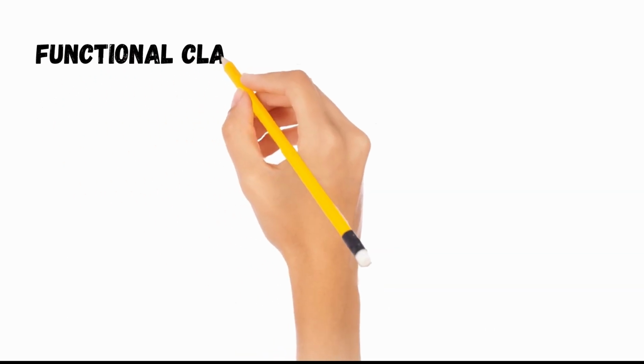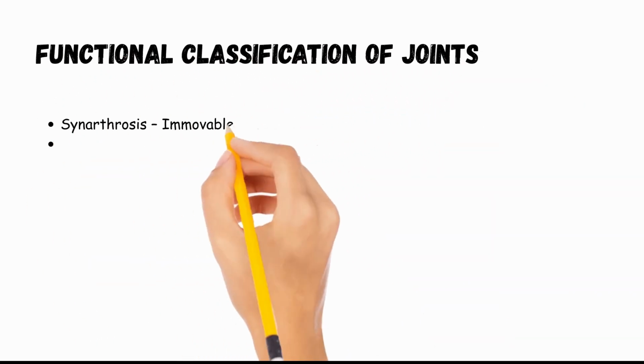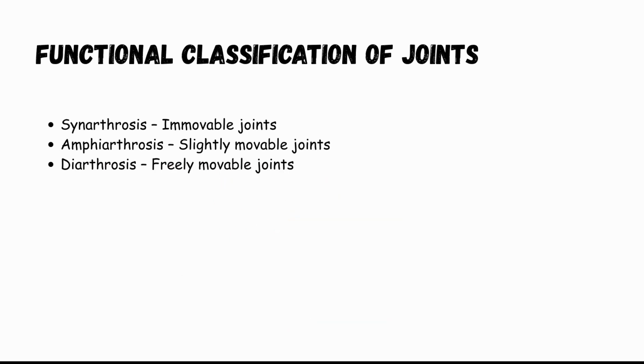Functionally, joints are classified based on their movement: synarthrosis, immovable joints; amphiarthrosis, slightly movable joints; and diarthrosis, freely movable joints. Most synovial joints fall under diarthrosis because they allow free movement.